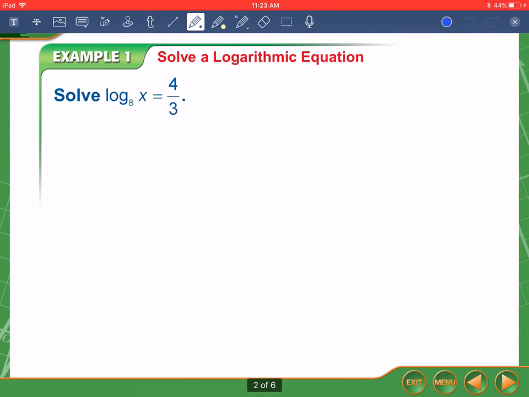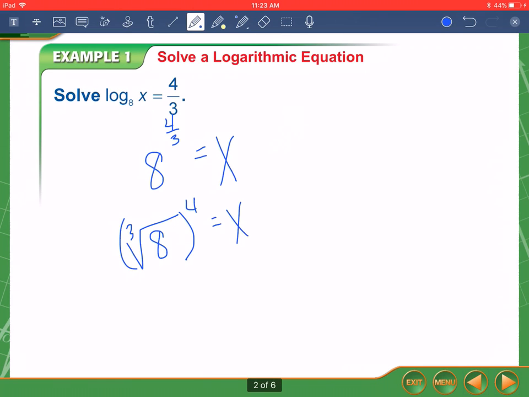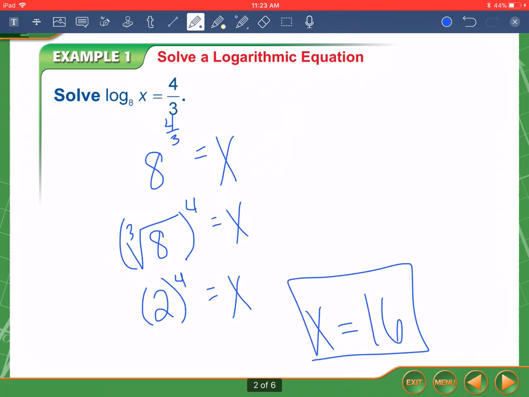So putting this equation in exponential form, my base is 8. I'm raising it to the 4/3 power, and that equals x. We've talked about rational exponents before, so 8 raised to the 4/3 power means I'm taking the cube root of 8 and I'm raising that to the 4th power. So the cube root of 8 is 2, and then I'll be raising 2 to the 4th power. So I get that x is 16. So my answer is log base 8 of 16 equals 4/3.